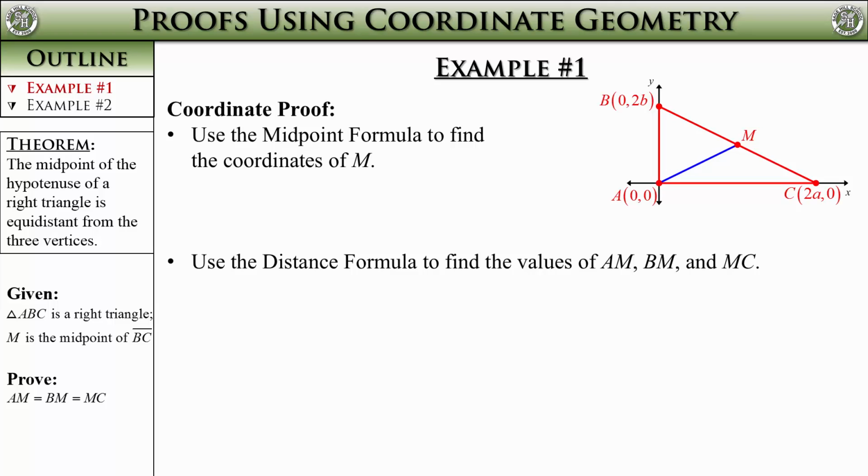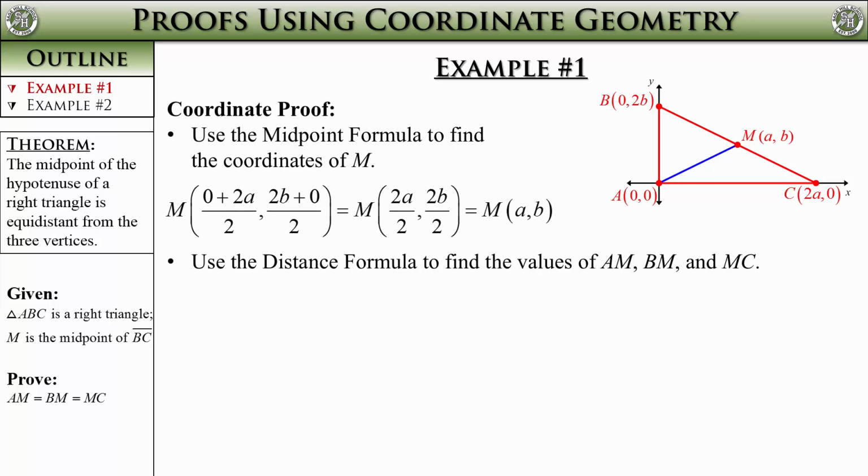Our first step in the proof was we were going to use the midpoint formula to find the coordinates of M. Now we actually have to do the math to figure out the coordinates of M. This is what the midpoint formula gives us. The midpoint is at AB. The next step in our plan was to use the distance formula to find those three lengths. This is what those three distance formulas look like.